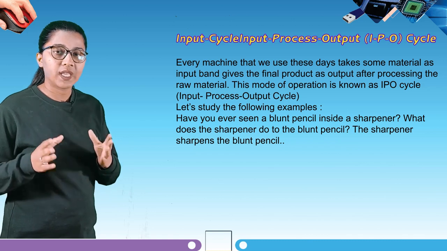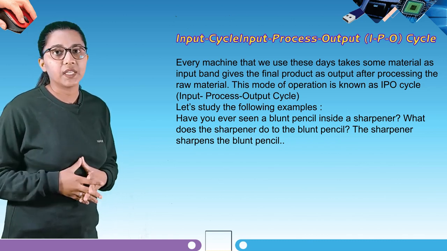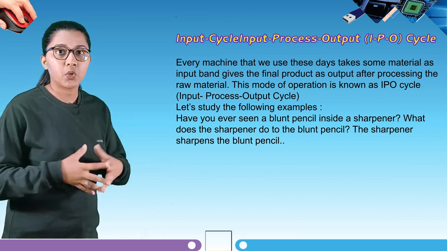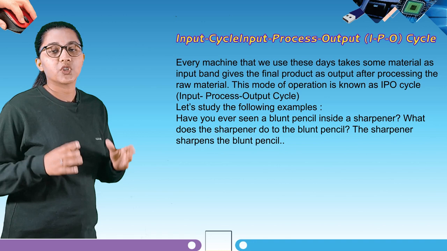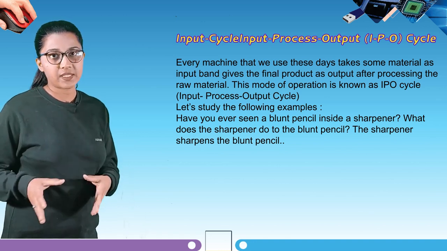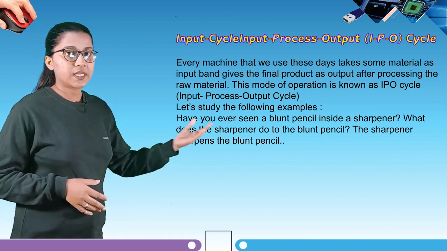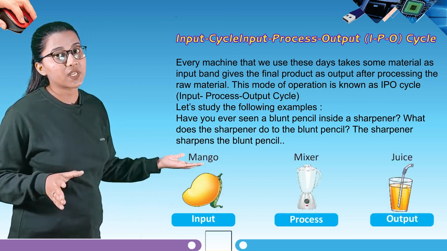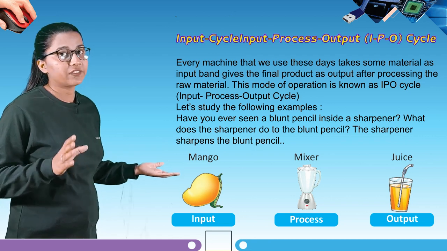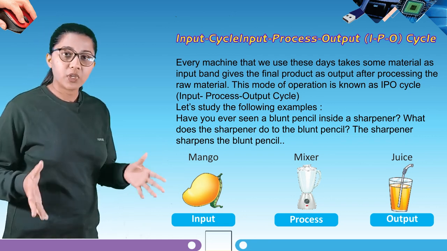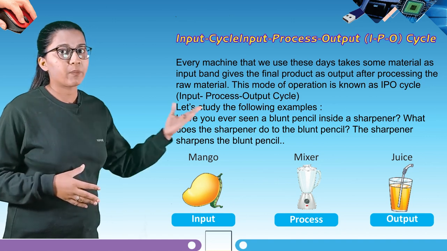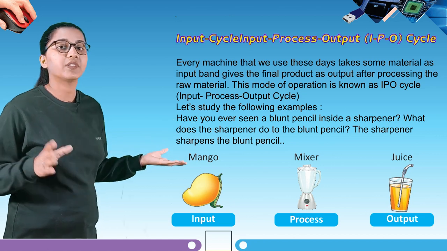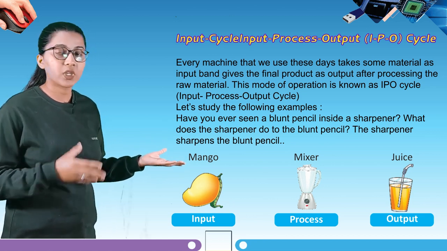Let's study the following examples. Have you ever seen a blunt pencil inside a sharpener? What does the sharpener do to the blunt pencil? The sharpener sharpens the blunt pencil. So students, here you can see a picture of a mango as an input, a mixer as the process, and a juice as our final output. So, what is the process? First, we have mango. Then we mix it in a mixer. Then we have our final product, that is our output, juice.